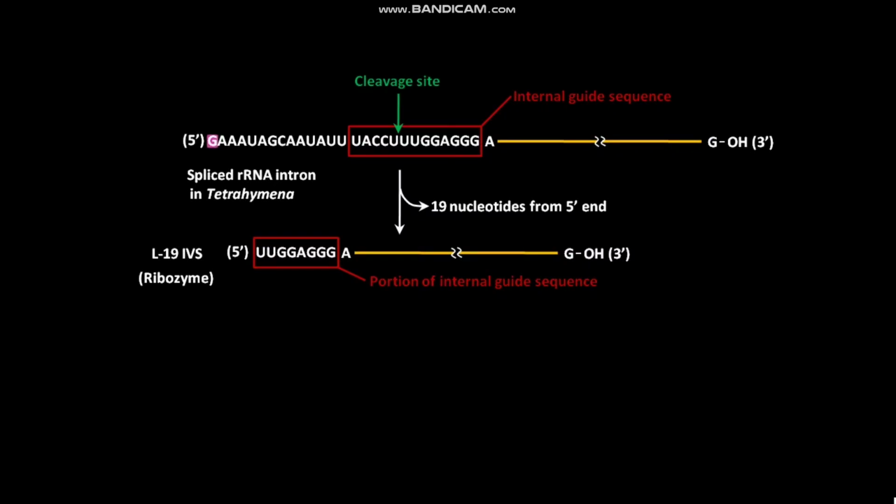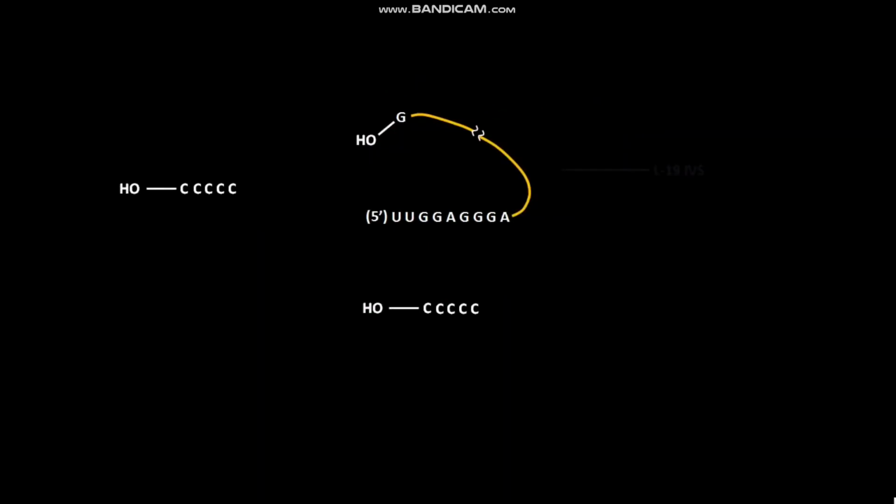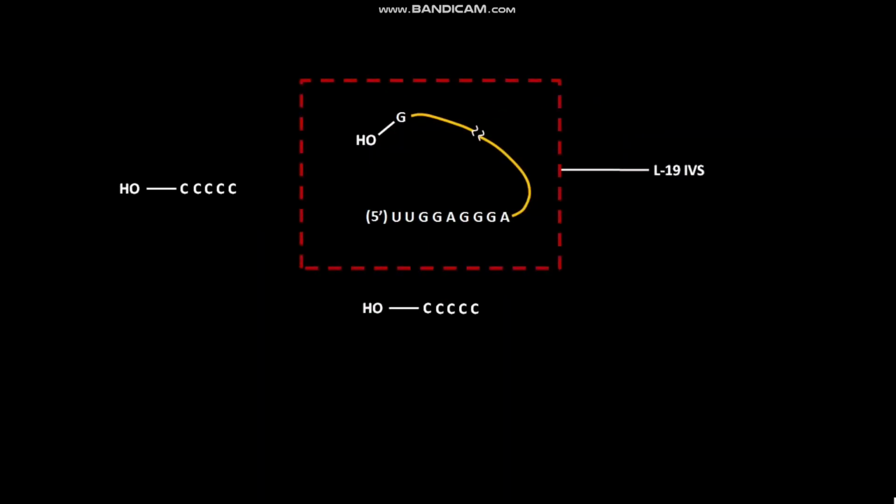The G residue added in the first step of the splicing reaction is part of the removed sequence. L19 IVS lengthens some RNA oligonucleotides at the expense of others in a cycle of trans-esterification reactions. The 3' OH of the G residue at the 3' end of L19 IVS plays a key role in this cycle. This is not the G residue added in the splicing reaction.